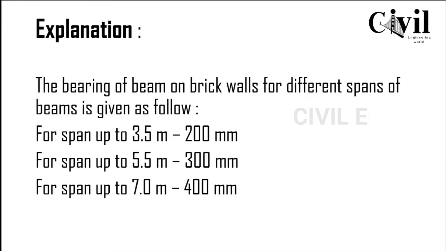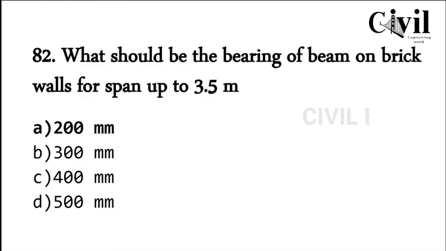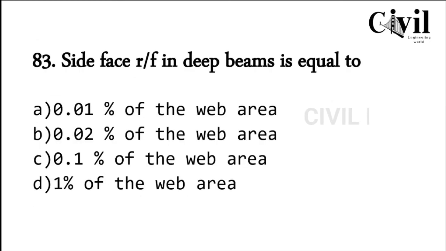For span up to 3.5 meter, we have to use 200 mm bearings. For 5.5 we have to use 300, and for 7 meter span, so here's answer is A. Okay, so side face reinforcement in beams or deep beams is equal to 0.1%. C is the correct answer.